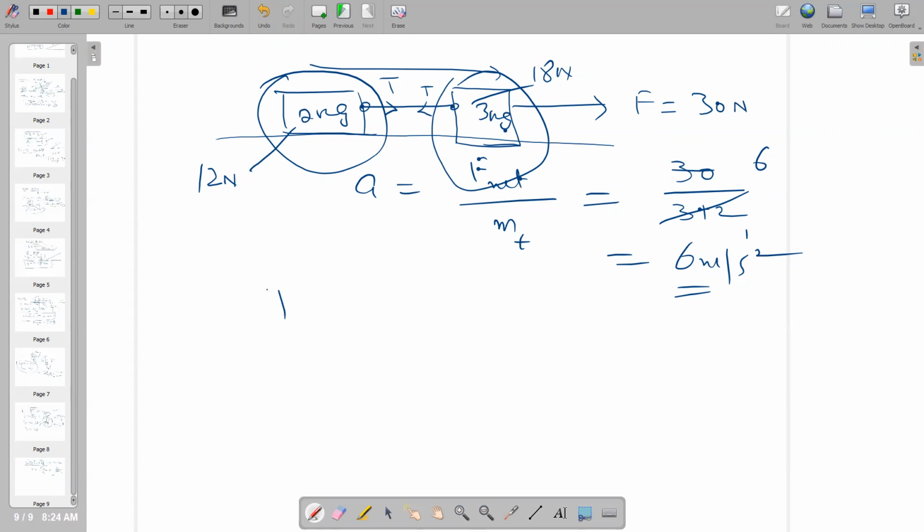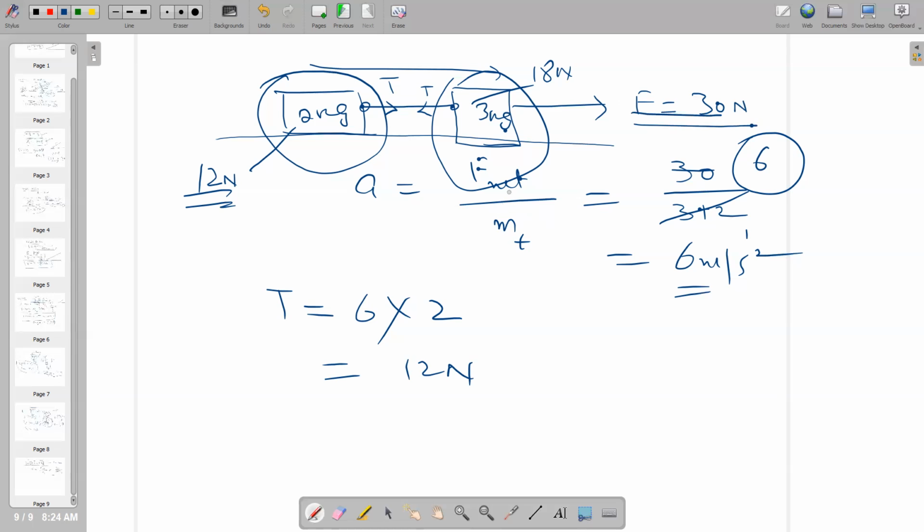So you want to find the tension. So tension is what? 6 is the acceleration multiplied by the last mass left. Last mass left means this mass 2, and this is 12 Newton. So you can see it is 12 Newton. Understand? So if you want to find the tension due to this one, it is also 12 Newton. Why? Because this force is 30 minus 18, answer is 12. Because the tension will be the same for both masses. That's why it is 12 Newton, either for this one or this one.